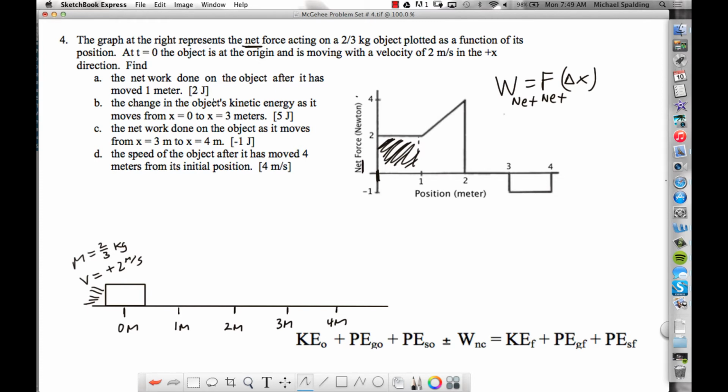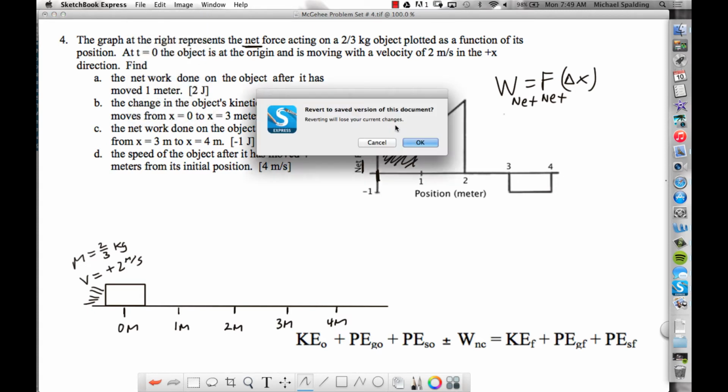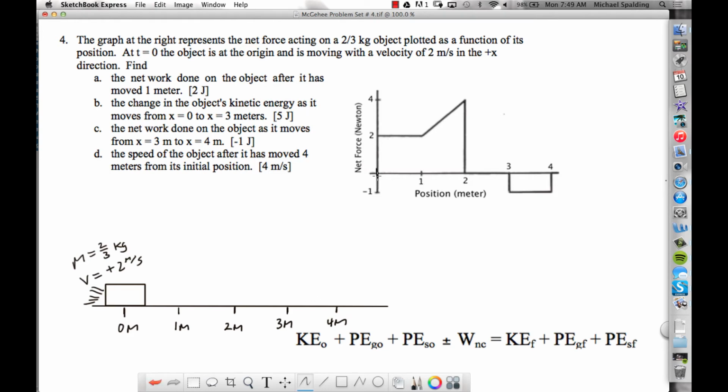Okay, second question. The change in the kinetic energy as the object moves from 0 to 3 meters. So now we're going from here, from 0 out to here. So the change in kinetic energy. One equation that's really good to keep in mind: the net work done, total work done, is always equal to change of kinetic. Always, always, always. Change of kinetic equals work net.